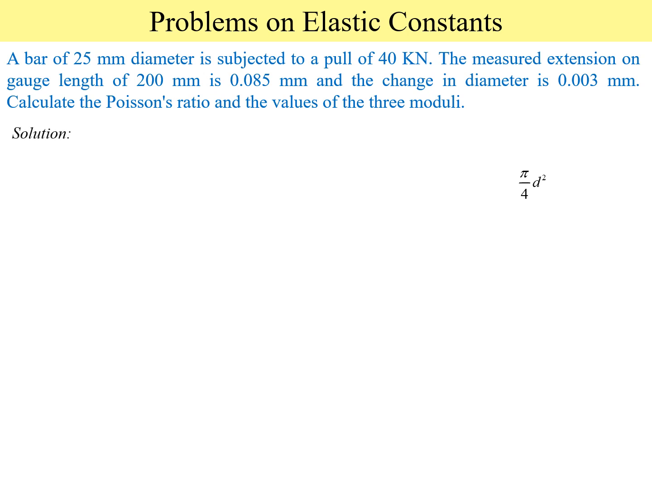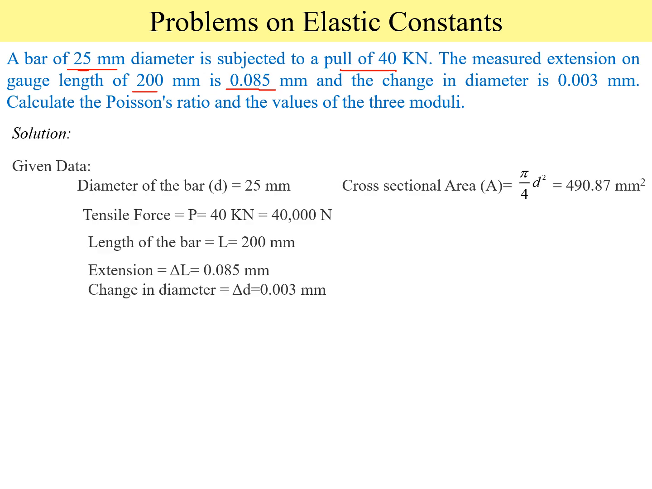First we have to write the given data. Here I have to observe that the cylindrical bar has a diameter of 25 mm and is subjected to a pull, which is nothing but a tensile load of 40 kilonewtons. The length of the bar is given as 200 mm, the extension, or change in length, is 0.085 mm, and the change in diameter is 0.003 mm. So first I have to write down the given data.